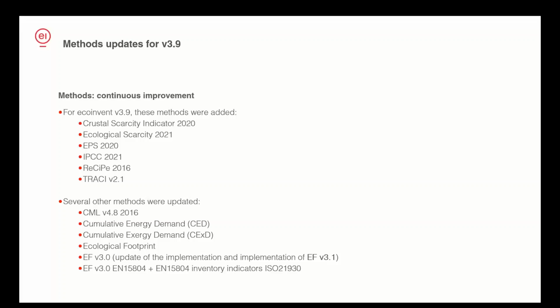So that's the case of CML, version 4.8, 2016, CED, CExD, the ecological footprint, the EF version 3.0, where we have updated the implementation, and we have also implemented the new EF version 3.1. And we have also updated EN 15804, and the same EN 15804 with the necessary indicators for ISO 21930. So those are now all the methods that you would have in the portfolio of methods accessible directly through the ecoQuery, our publication platform. There are other methods that we have now considered superseded or obsolete.